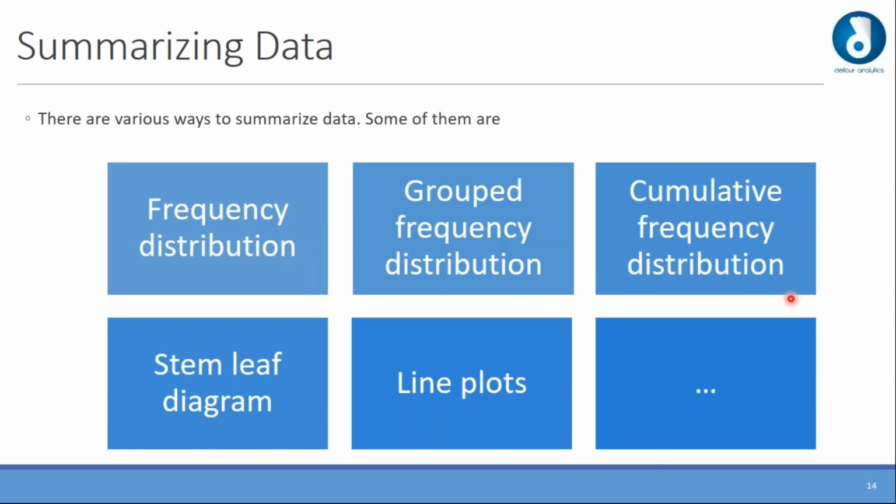In summarizing the data, there are also various techniques that are used. These are the common techniques that we have mentioned here. It could be a frequency distribution, a group frequency distribution, a cumulative frequency distribution, or a stem and leaf diagram or line plots.